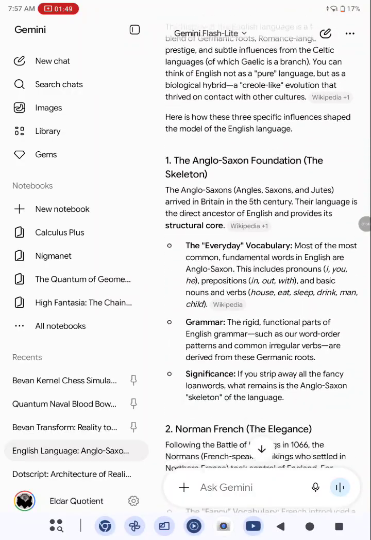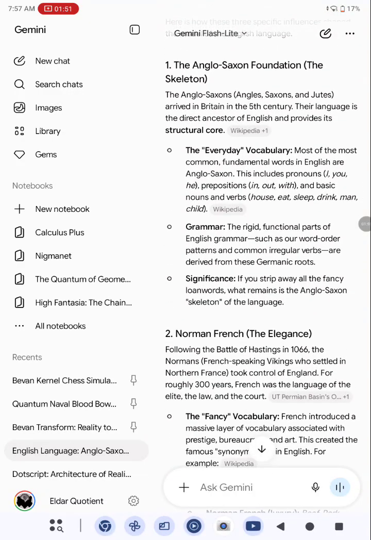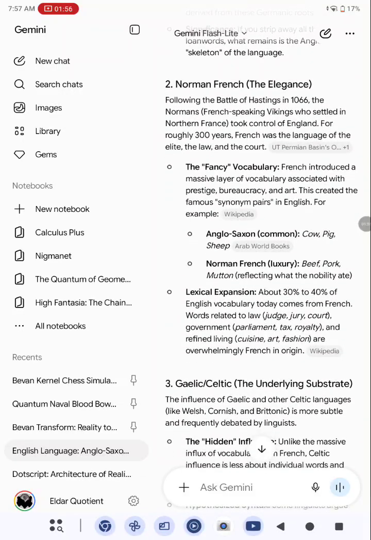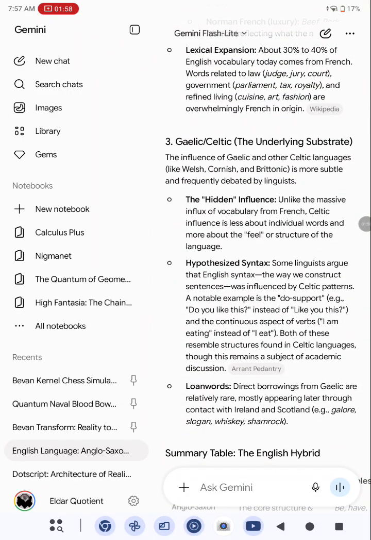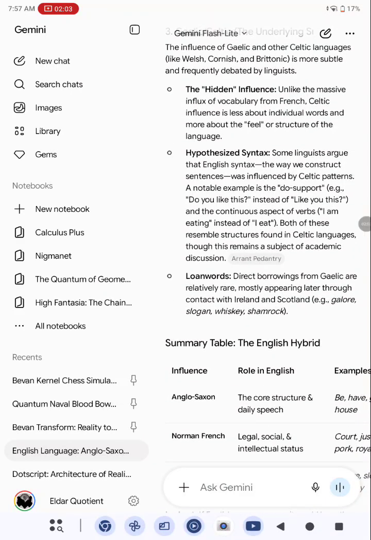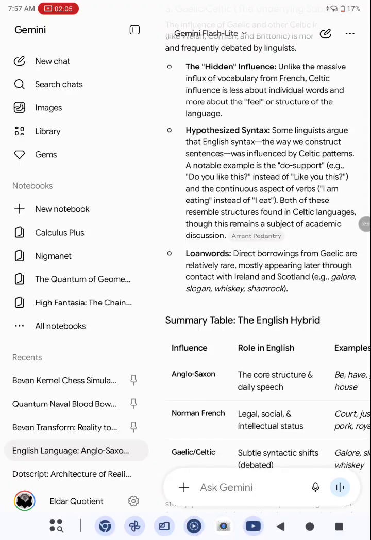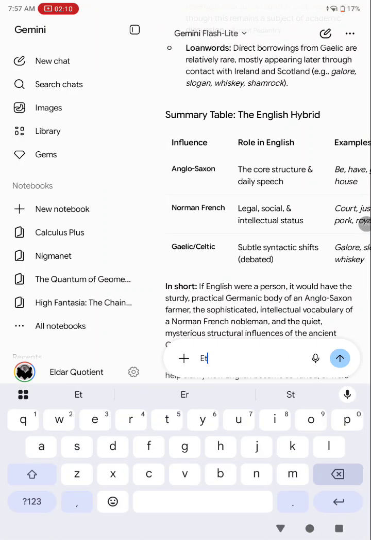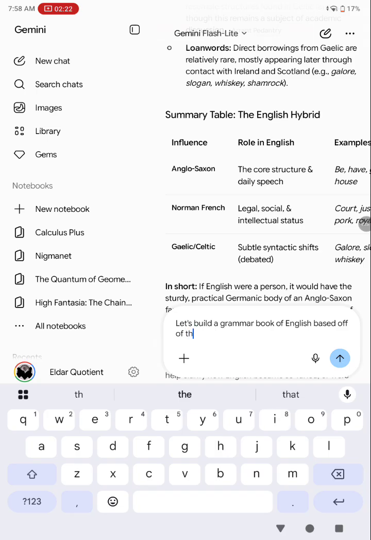I'm going to let you type that in, but there's an Anglo-Saxon foundation as a skeleton. The French Norman is elegance of the English language, and Gaelic or Celtic is an underlying substrate, hidden influence. It's going to have you talking in an accent, man. So let's build a grammar book of English based off of this model.